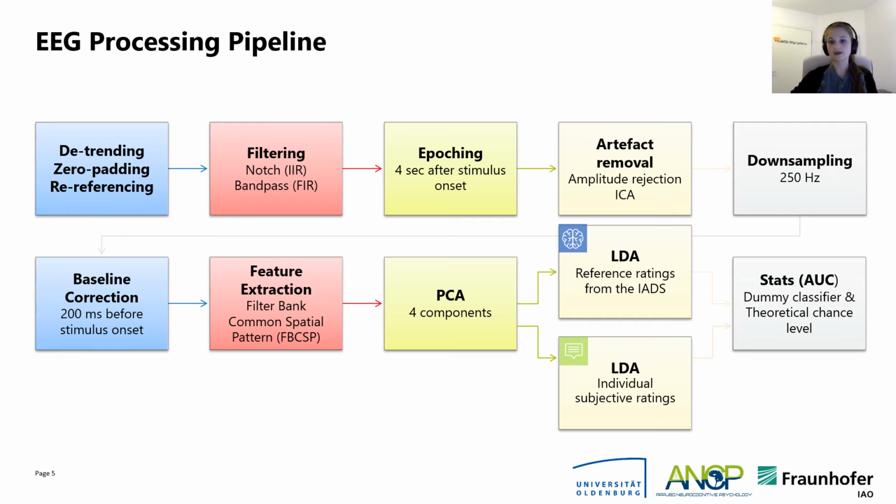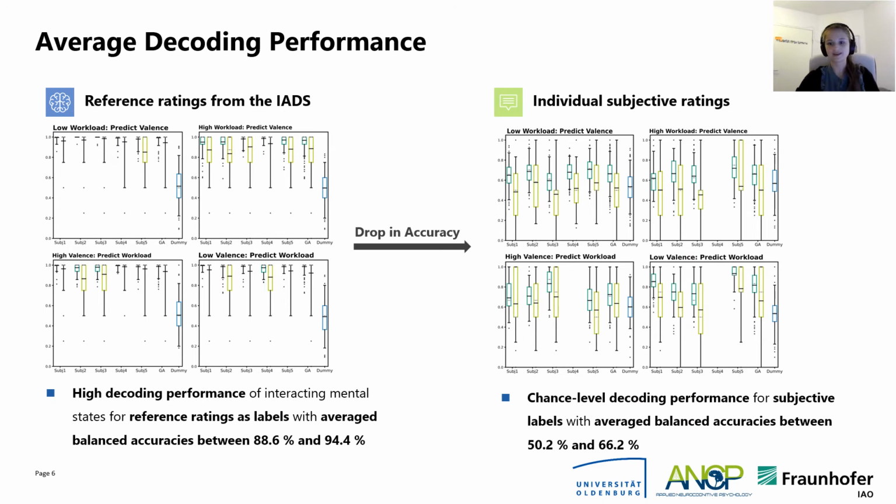Here you can see the EEG pre-processing pipeline. We did filtering, epoching, and artifact removal. As features, we used filter bank common spatial patterns and a principal component analysis to reduce the feature space. As a classification model, we used a linear discriminant analysis and compared the performance with a dummy classifier and a theoretical chance level.